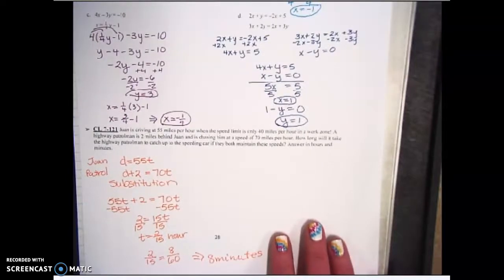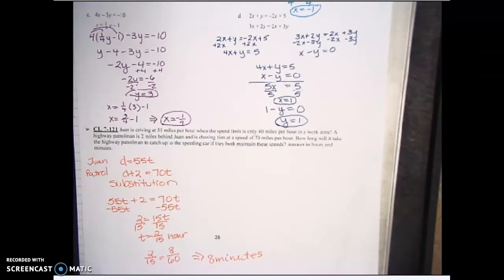Question 21 says Juan is driving at 55 miles per hour when the speed limit is only 40 miles per hour in a work zone. A highway patrolman is 2 miles behind Juan and is chasing him at a speed of 70 miles per hour. How long will it take the highway patrolman to catch up to the speeding car if they both maintain these speeds? Answer in hours and minutes.